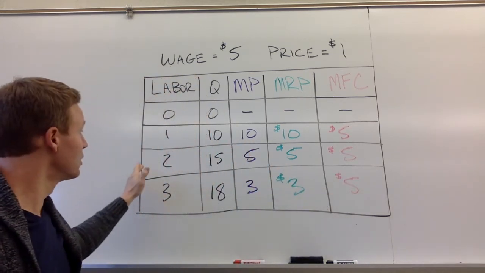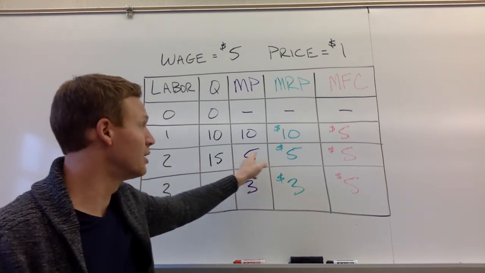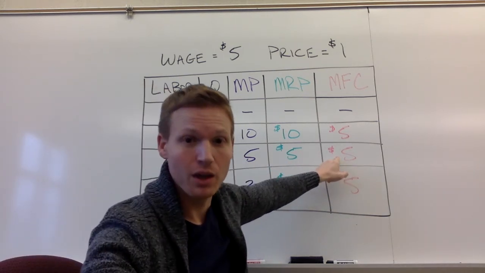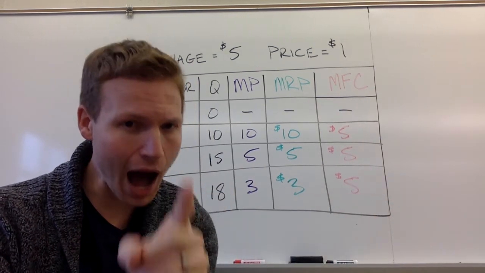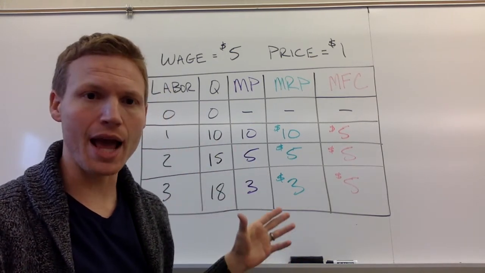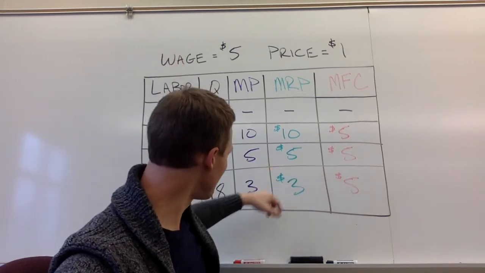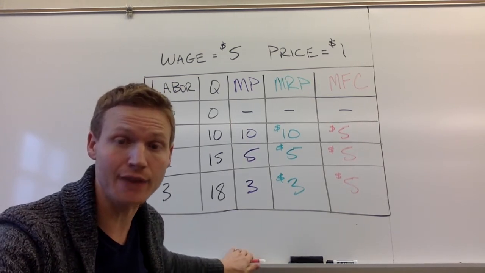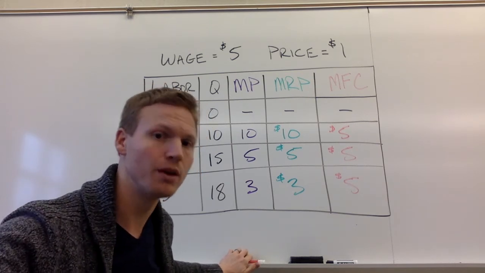Second worker barely covers their cost, right? They produce 5 units, which gives us $5, but they also cost $5 for us to hire them. So in this case, we would still hire, right? We would still hire that second worker because we want that productivity, and they did pay for themselves. And remember, built into all of our structure is all of our opportunity costs and things like that. So we are covering the cost of hiring that worker.